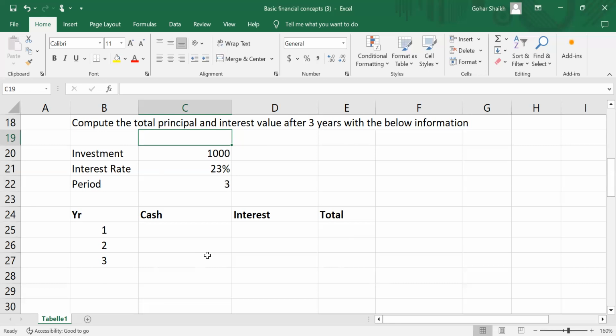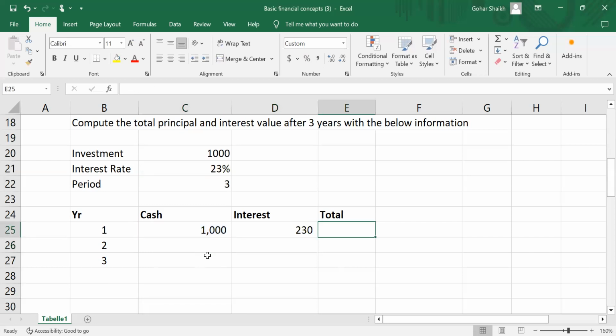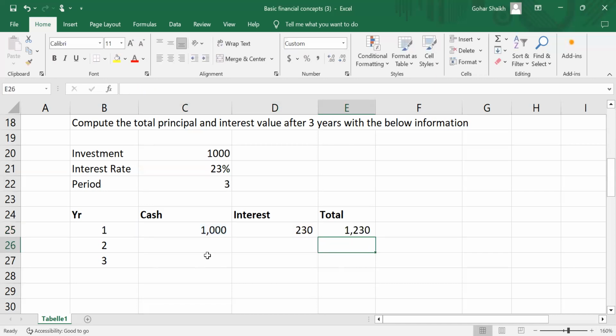So in this case, our principal amount is 1,000. Interest is going to be multiplied by 23%, which is 230. This eventually equals 1230.